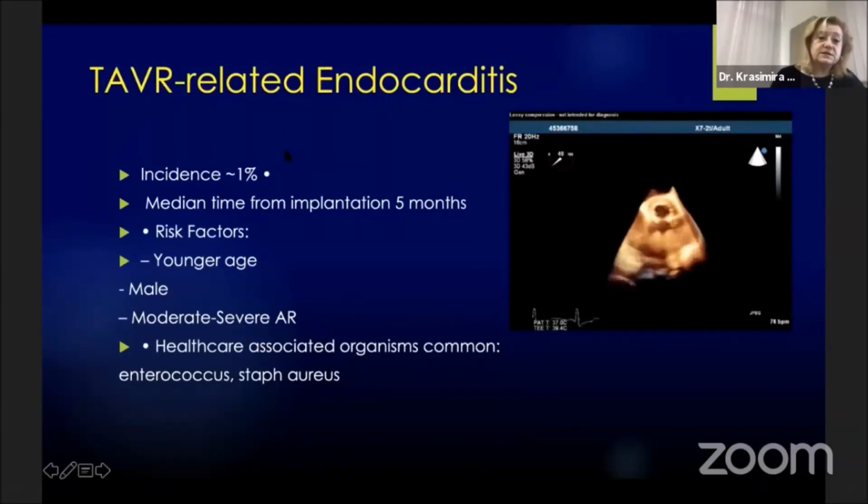Valve-related endocarditis is very incidental. The median time from the implantation of the valve is around 5 months. Risk factors are more commonly found in young people, males, and moderate to severe aortic regurgitation is very often present. Healthcare-associated cases involve common organisms such as Enterococcus and Staphylococcus aureus.